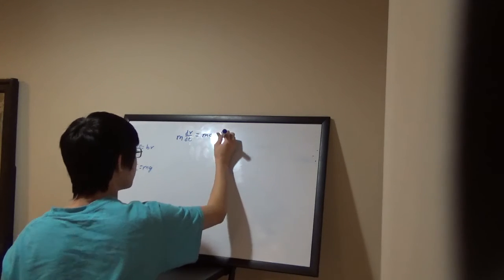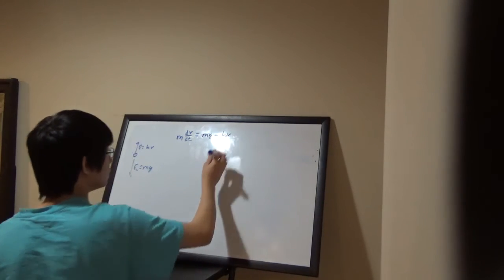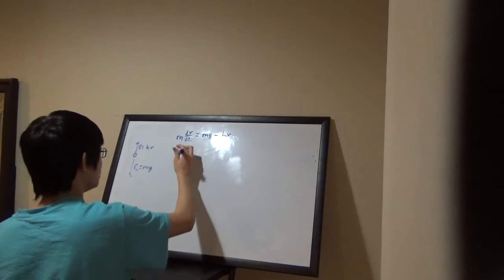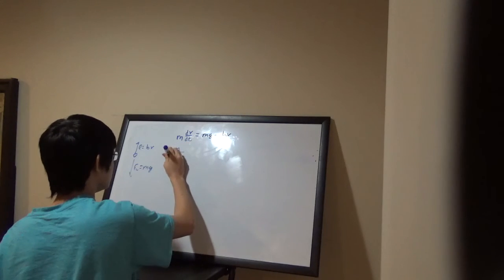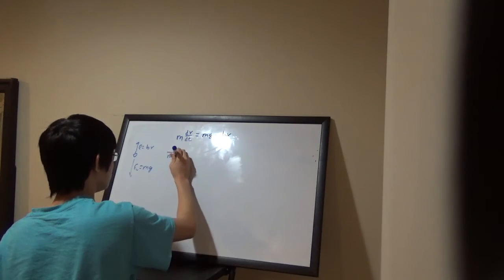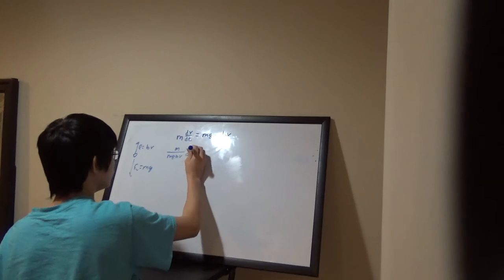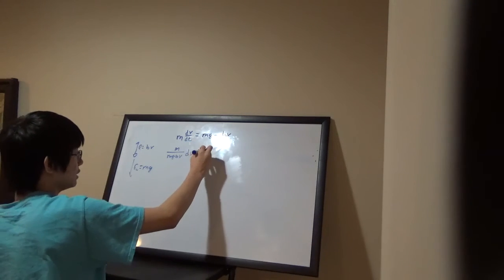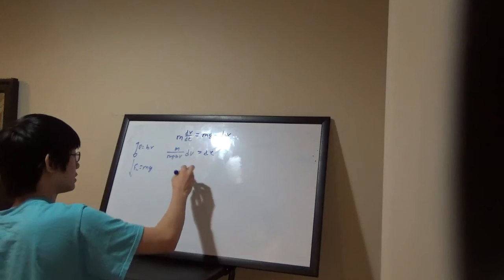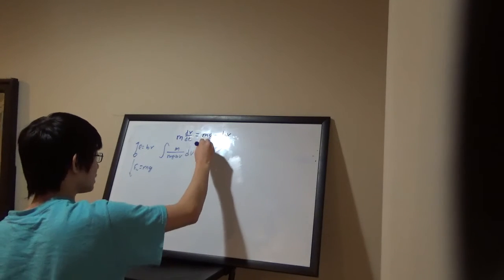mg minus bv. So I'm going to divide both sides by mg minus bv, so I get m over mg minus bv times dv over dt, and I'm going to multiply both sides by dt, so that dt goes away, and I get this. Now I'm going to integrate both sides.